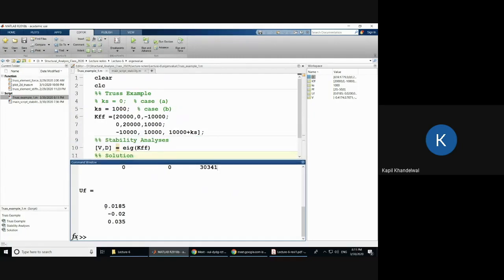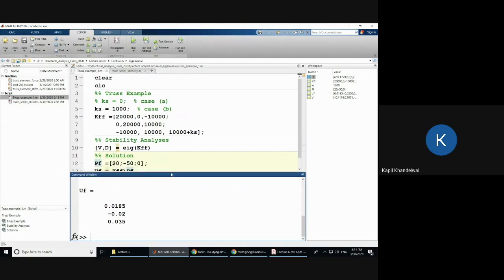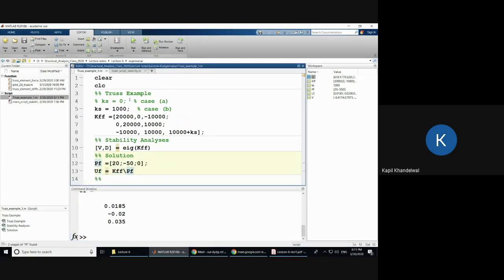So this is the solution here: U1, U2, U3. So this is a nice system. Everything is okay, and the system is stable.